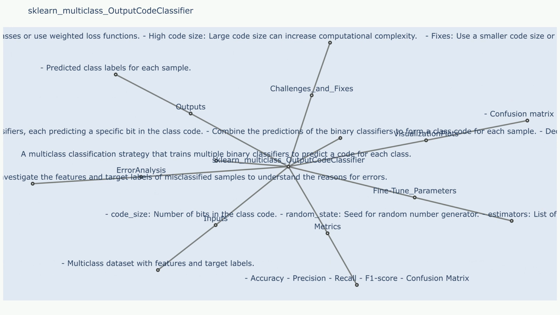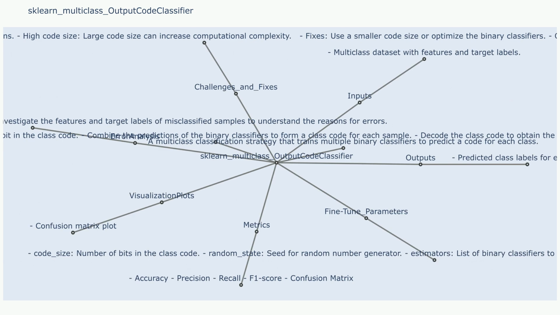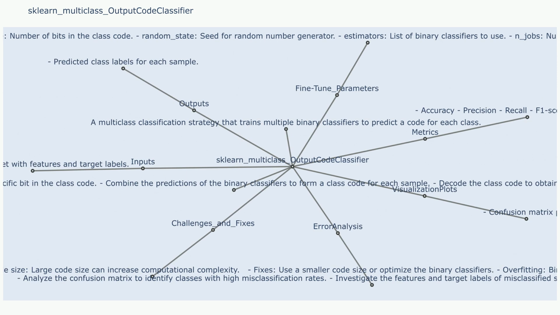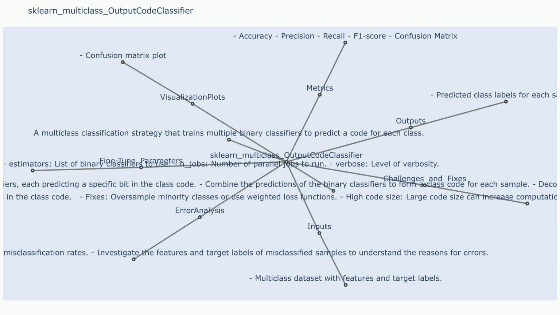Inputs: X, the training data, a 2D array of shape n_samples, n_features. y, the target values, a 1D array of shape n_samples. Outputs: y_pred, the predicted target values, a 1D array of shape n_samples. y_score, the decision function scores for each class, a 2D array of shape n_samples, n_classes.